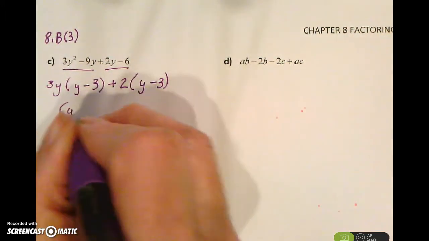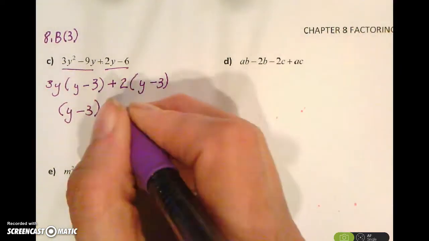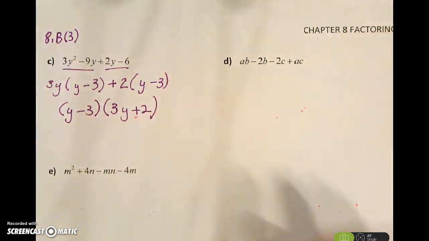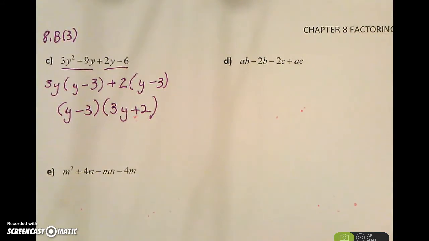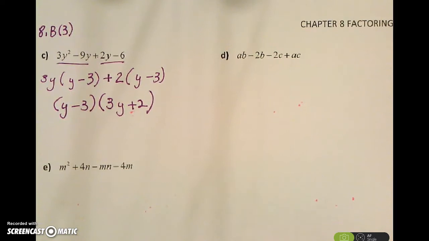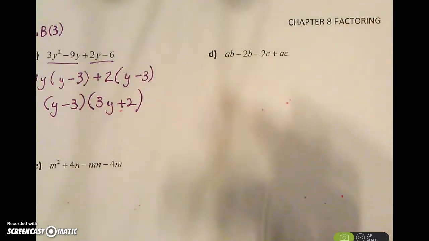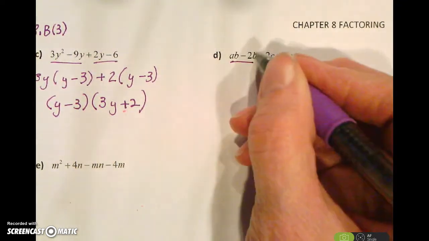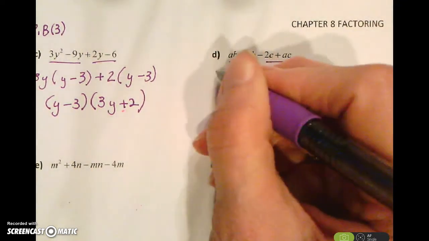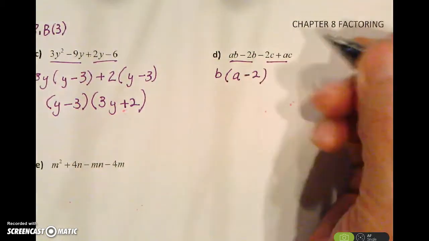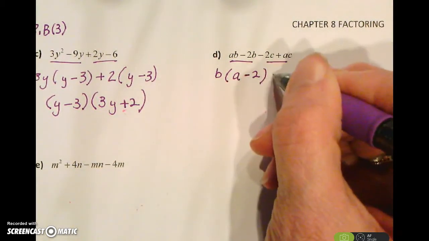So the group that is in common is the y minus 3, and that leaves me with 3y plus 2. Now, our next three problems just have some twist in them, so let's see what happens. So D, again, I'm going to group 2, because I have 4 terms. I'll take out a B, and that leaves me with A minus 2, and there's a minus sign.